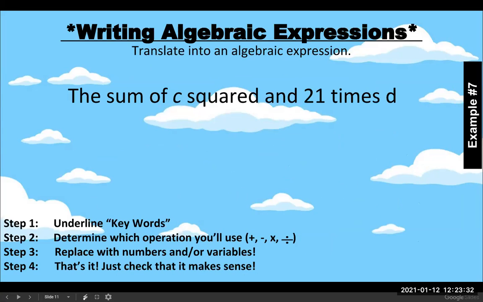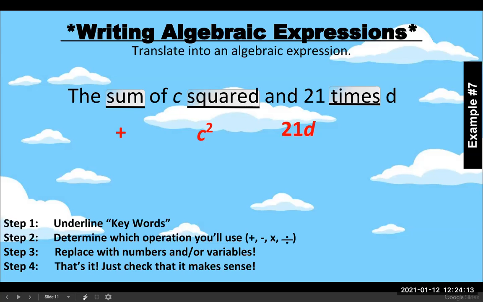The sum of C squared and 21 times D. So this is multiple things at once. So let's translate. Sum means adding. Square we already know is going to be to the second power, and then times also means multiplication. So C squared means to the power of 2. 21 times D. Whenever there's a missing number and you're multiplying them, you just glue them together. So 21 glued together with the D, since times glues things together, it just becomes 21D.